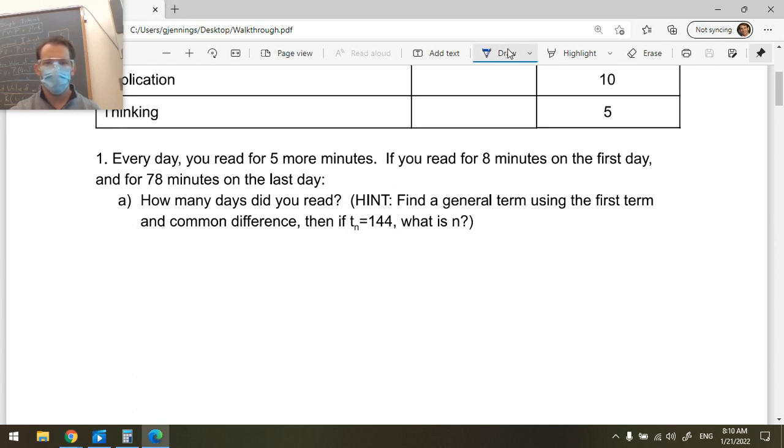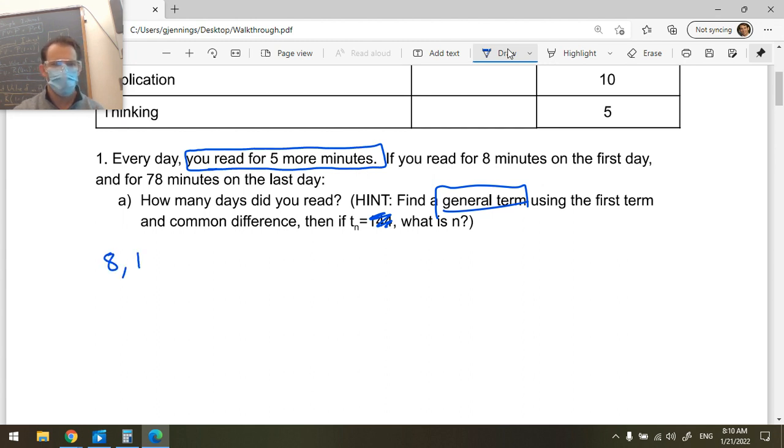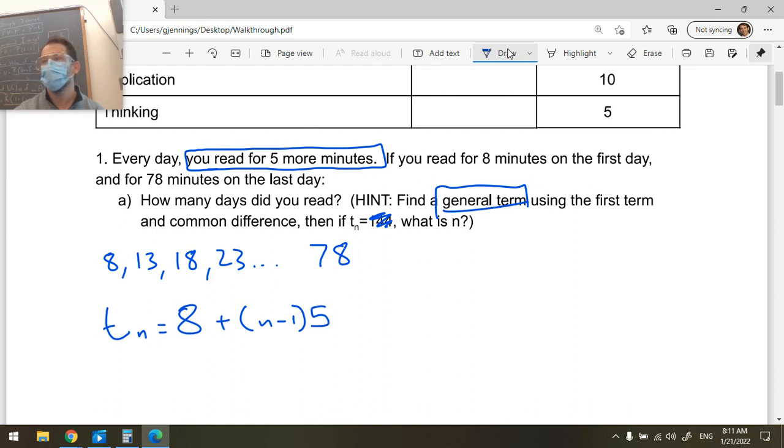The first thing that we're going to do is find a general term. Because we're reading for 5 more minutes per day, the amount extra that we're reading never changes. The first day we read 8, the next day 13, then 18, then 23, and so on until one day we're reading for 78. We need to know how many days we have done this. So we create a general term for this sequence: the first term, 8, plus n minus 1, multiplied by the common difference, which is 5.